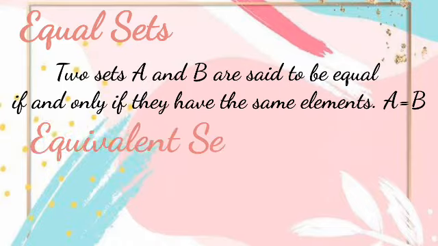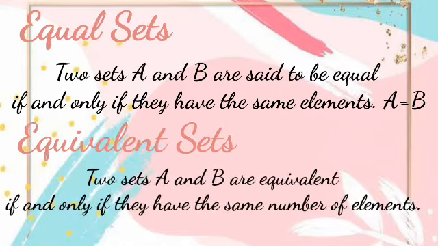While equivalent sets, class, two sets are equivalent if and only if they have the same number of elements, which means we are talking about the cardinality of two sets here. So if the cardinality of set A is the same as the cardinality of set B, then they are equivalent sets. Regardless kung ano yung elements na meron sa set A at saka sa set B.